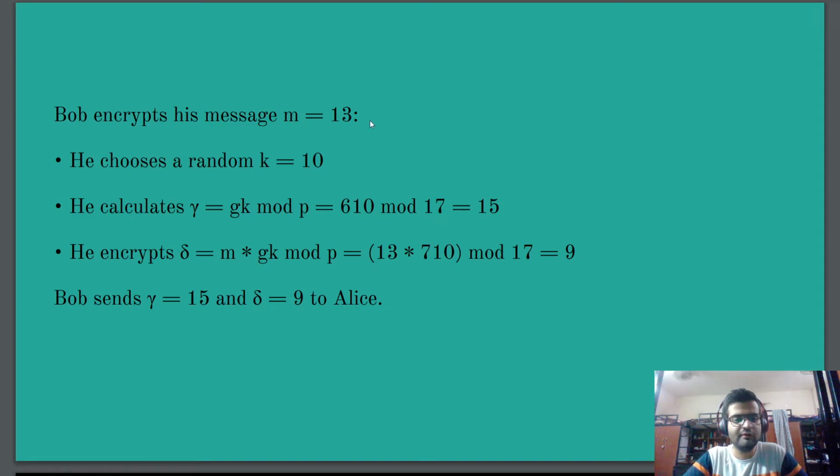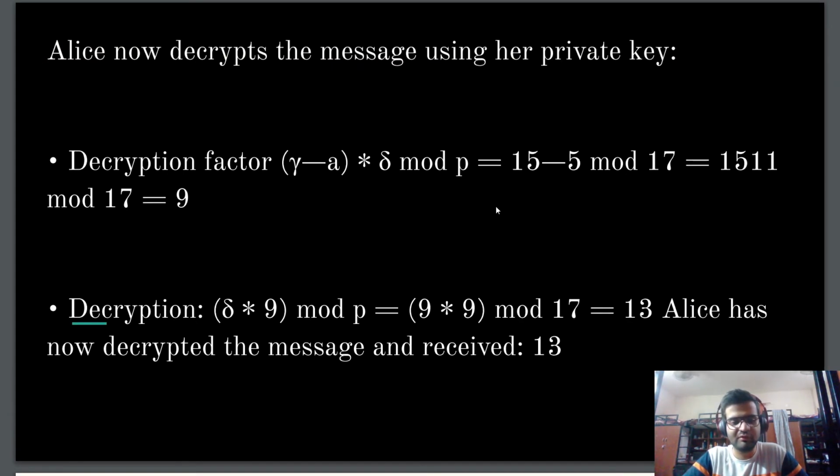You can see that the original message sent by Bob was 13, and after computing everything, we have received the original message 13.